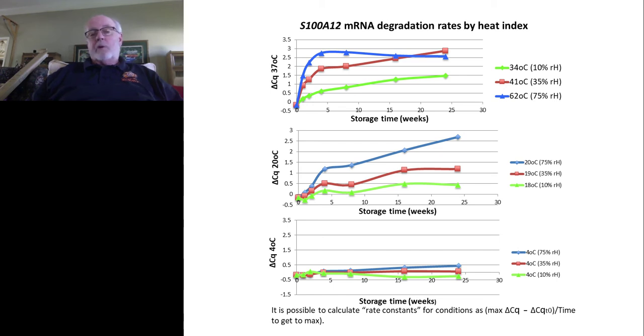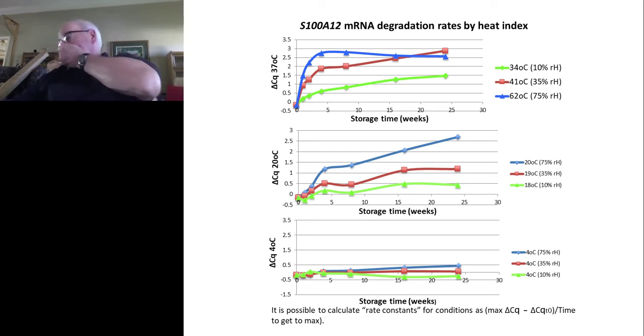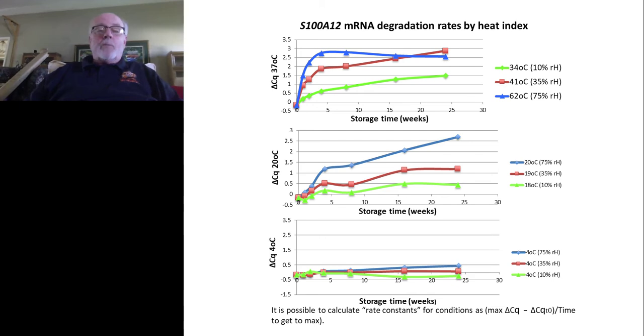The most severe and the most rapid rate of RNA degradation occurs at 37 degrees and 75%, excuse me a minute. Oh, that's gonna sneeze. 37 degrees and 75% relative humidity. You can see that the rate of degradation of the 5' end of the S100A12 message increases very, very quickly and actually levels off after only about 4 weeks of storage.